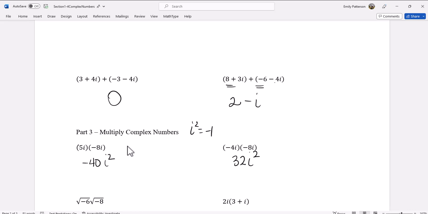So leaving it this way is actually not allowed. So what I have is negative 40, that's my coefficient, and i squared is equal to negative 1. So this is actually equal to a positive 40. Same thing here, 32 multiplied by a negative 1, which is what i squared is equal to. So that's a negative 32.